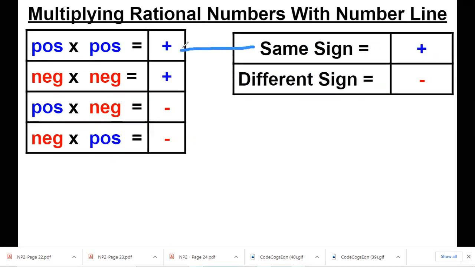So here we have two positive numbers multiplied together. They get a positive answer. Two negatives multiplied together. Both of those are the same signs. They give a positive answer. These are both different signs, a positive and a negative. They will give you a negative answer.